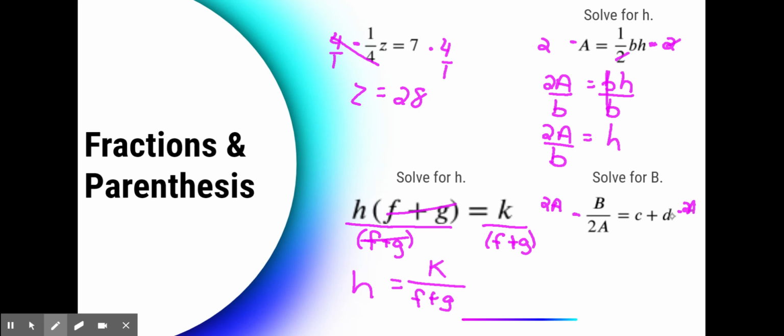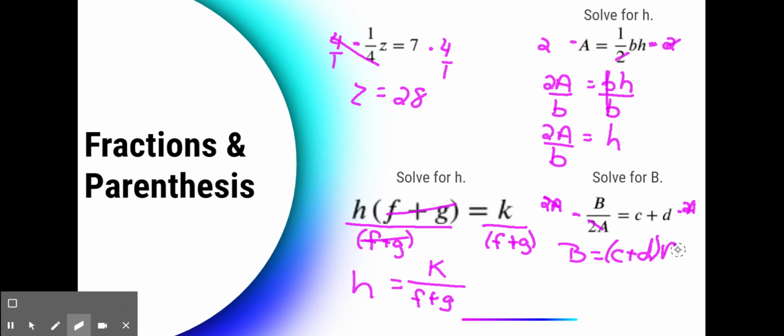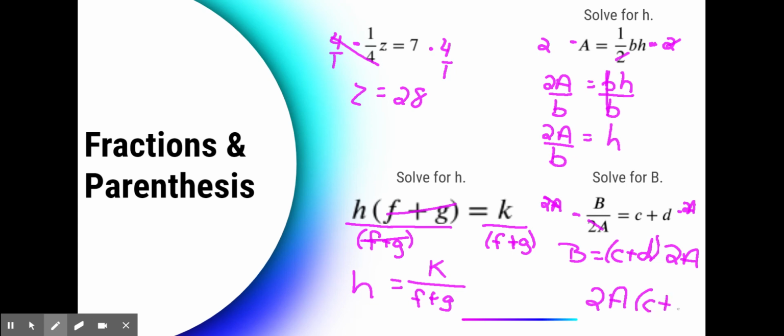Now here's where you have to be careful, okay? Those cancel, and I get B equals, and since this C plus D was already here, we have to write it in parentheses. So you have to add the parentheses there. So that is C plus D times 2A. Or you could also write 2A times C plus D, right? Because of the commutative property of multiplication.